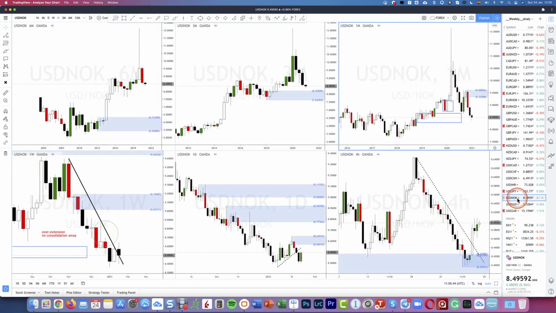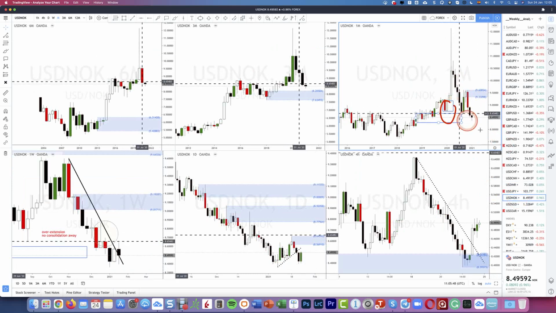Norwegian krone versus the dollar. We have the monthly in a downtrend after eliminating two areas of demand.